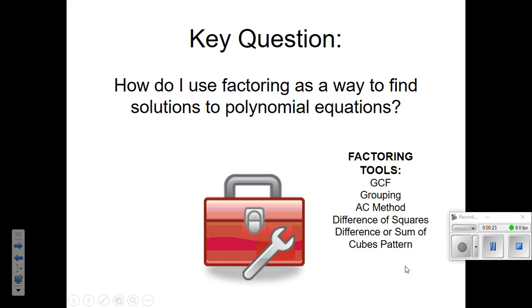All right, so here we go. How do I use factoring as a way to find the solutions to a polynomial? That's my key question. Well, in order for me to do this, I have to be proficient in factoring. So I need my factoring tools: my greatest common factoring, my grouping, my AC method, and my difference of squares. I need to be able to do these types of factoring in order to solve.